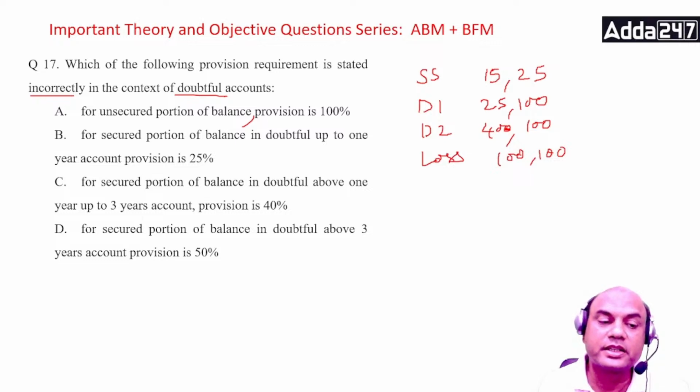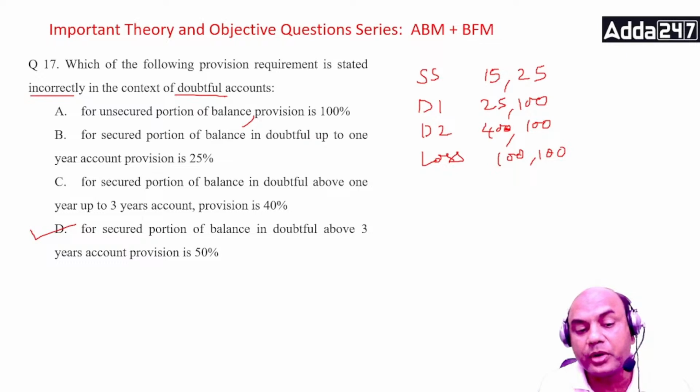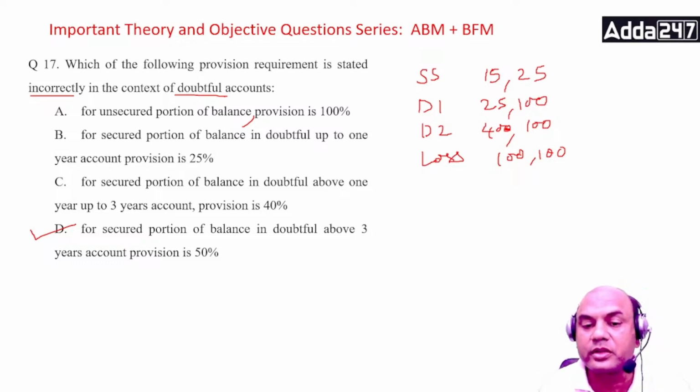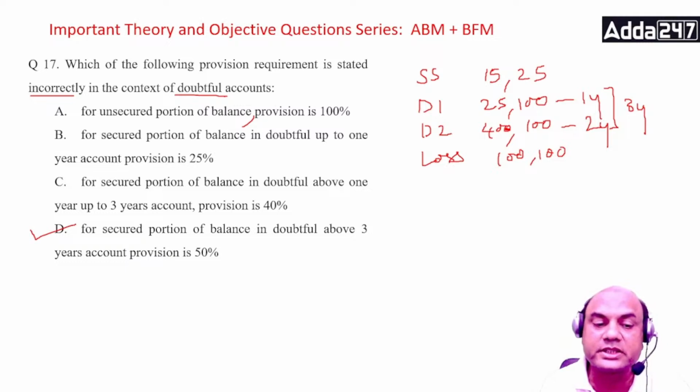The answer is D: for the secured portion of the balance in doubtful above 3 years, the provision is 50%. This is wrong. See here, this is for 1 year, this is for 2 years, so the total is 3 years of doubtful. Above 3 years it becomes a loss asset, so the provision is 100%. So this one is incorrect.